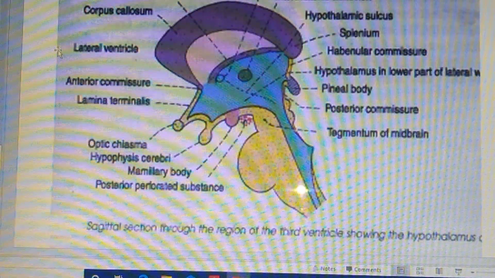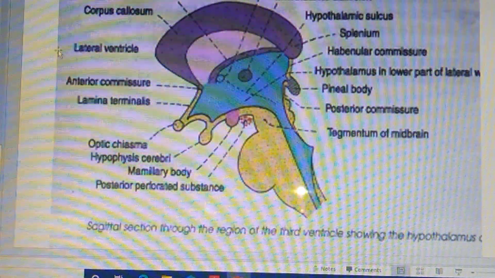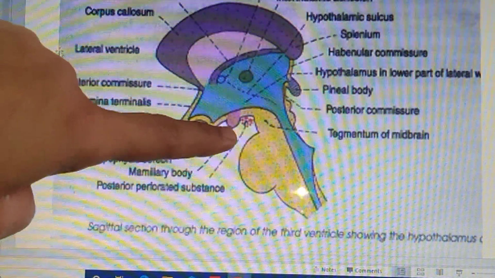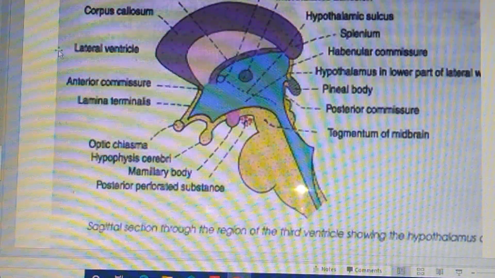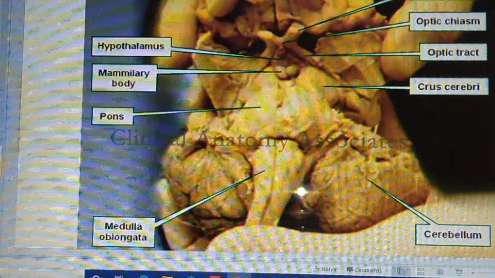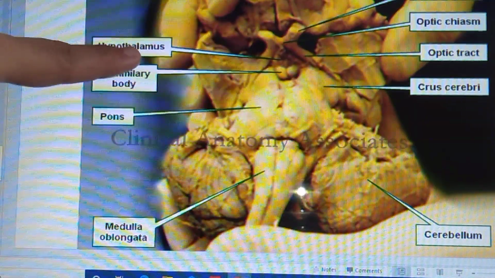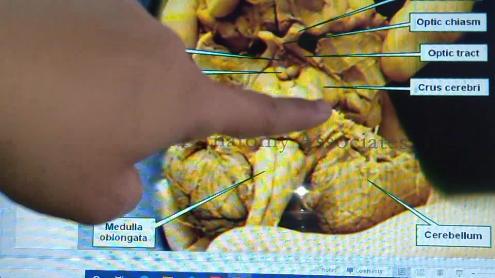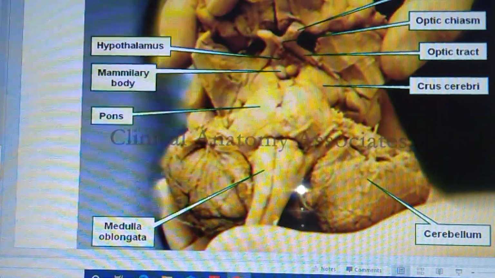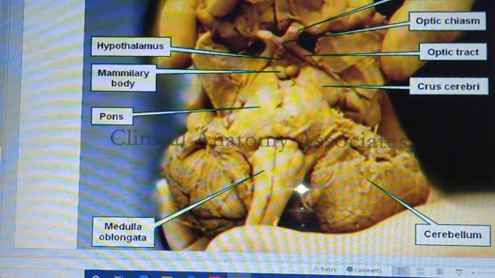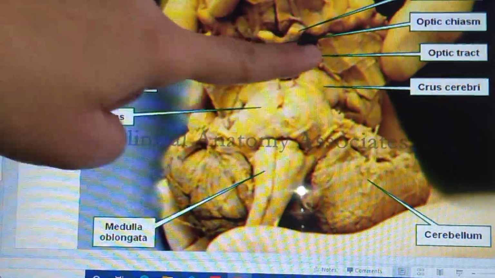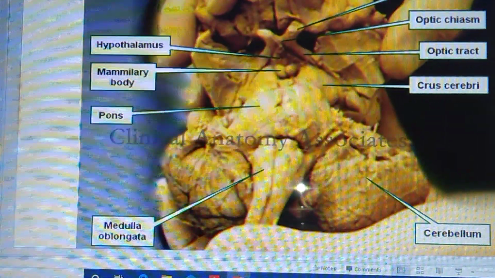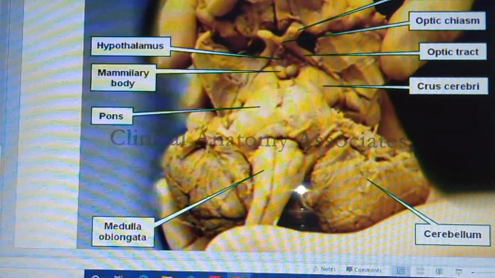Now, as seen on the base of the brain, the hypothalamus is bounded anteriorly by the posterior perforated substance that you can see here, and on each side by the optic tract. In this diagram you can see this is the hypothalamus. This is the optic tract and this is the crus cerebri. So on each side it is bounded by the optic tract and the crus cerebri, and here you can see the mammillary bodies are shown. That is the relation on the base of the brain.